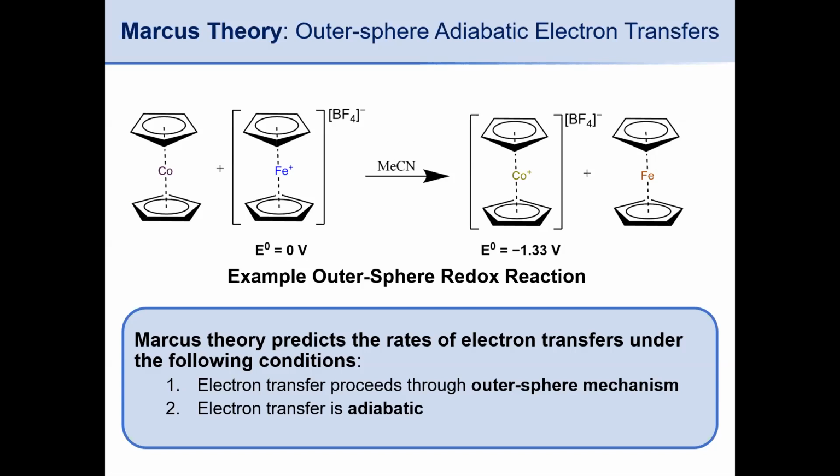So Marcus theory, you need to remember, only predicts the rates of electron transfer under a couple of specific conditions. First and foremost, it really only works well for an outer sphere electron transfer mechanism. It's true that it can be adapted to suit inner sphere electron transfer mechanisms, but as it was formulated by Marcus, it doesn't work for inner sphere mechanisms. And second, the electron transfer needs to be, or is assumed to be, adiabatic in Marcus theory. But this is not always the case, for reasons which I'll get into in a minute.